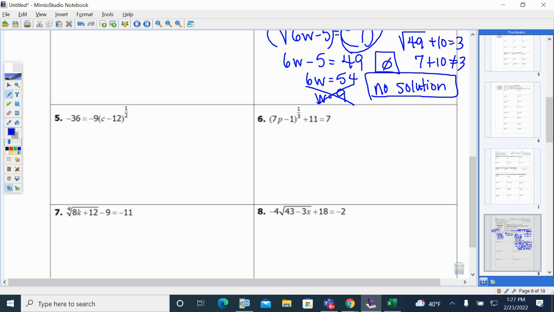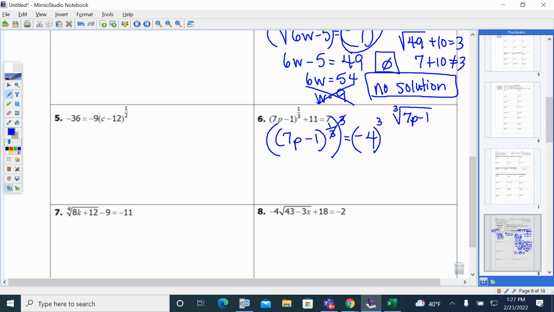The index is 3. I'm going to subtract the 11 first because remember, the rule says get the radical by itself first. So 7 minus 11 is negative 4. And then some of you, if it helps, can certainly change that to the cube root of 7p minus 1. If it helps you to rewrite it like that, that's great. Do it. Totally up to you. I'm just going to go ahead and right here raise both sides to the 3rd power.